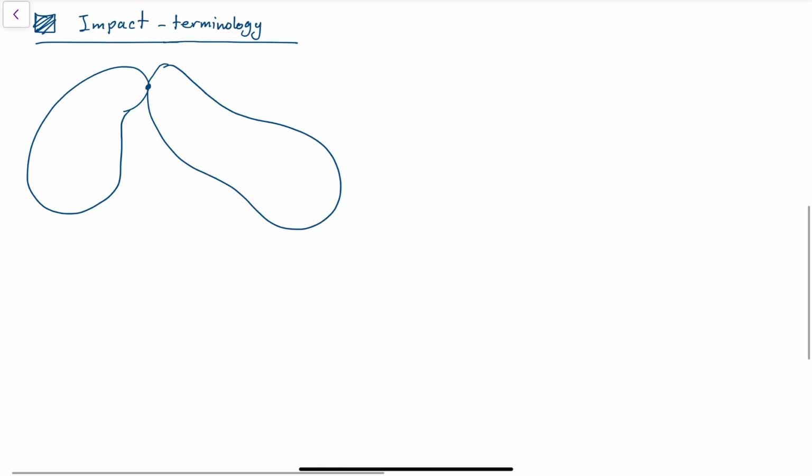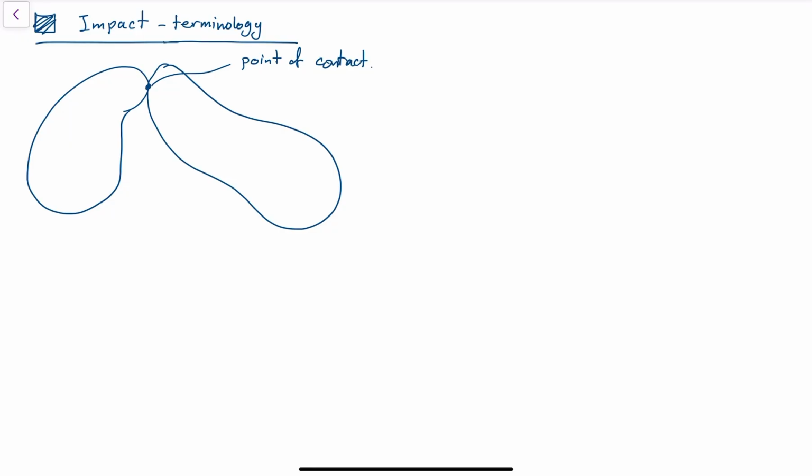So a few terminology. This point, we aptly call it point of contact. And for simplicity, let's assume we have only a single point of contact between two bodies. Next is plane of contact.